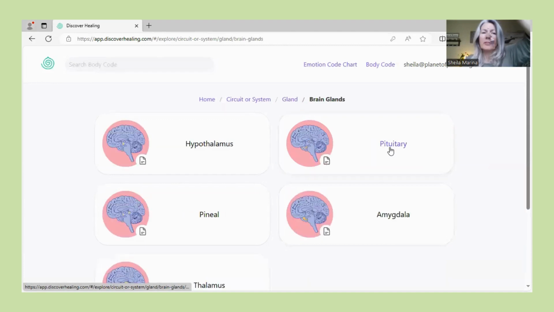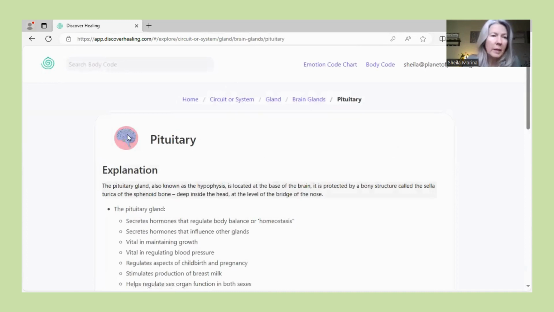In the brain glands, is this on the left side of the chart? No. On the right side of the chart, does this have to do with the pituitary gland? Yes, a pituitary gland imbalance. So the pituitary gland is also known as the hypophysis. It's located at the base of the brain, and it's protected by a bony structure, and it's deep inside the head, at the level of the bridge of the nose.